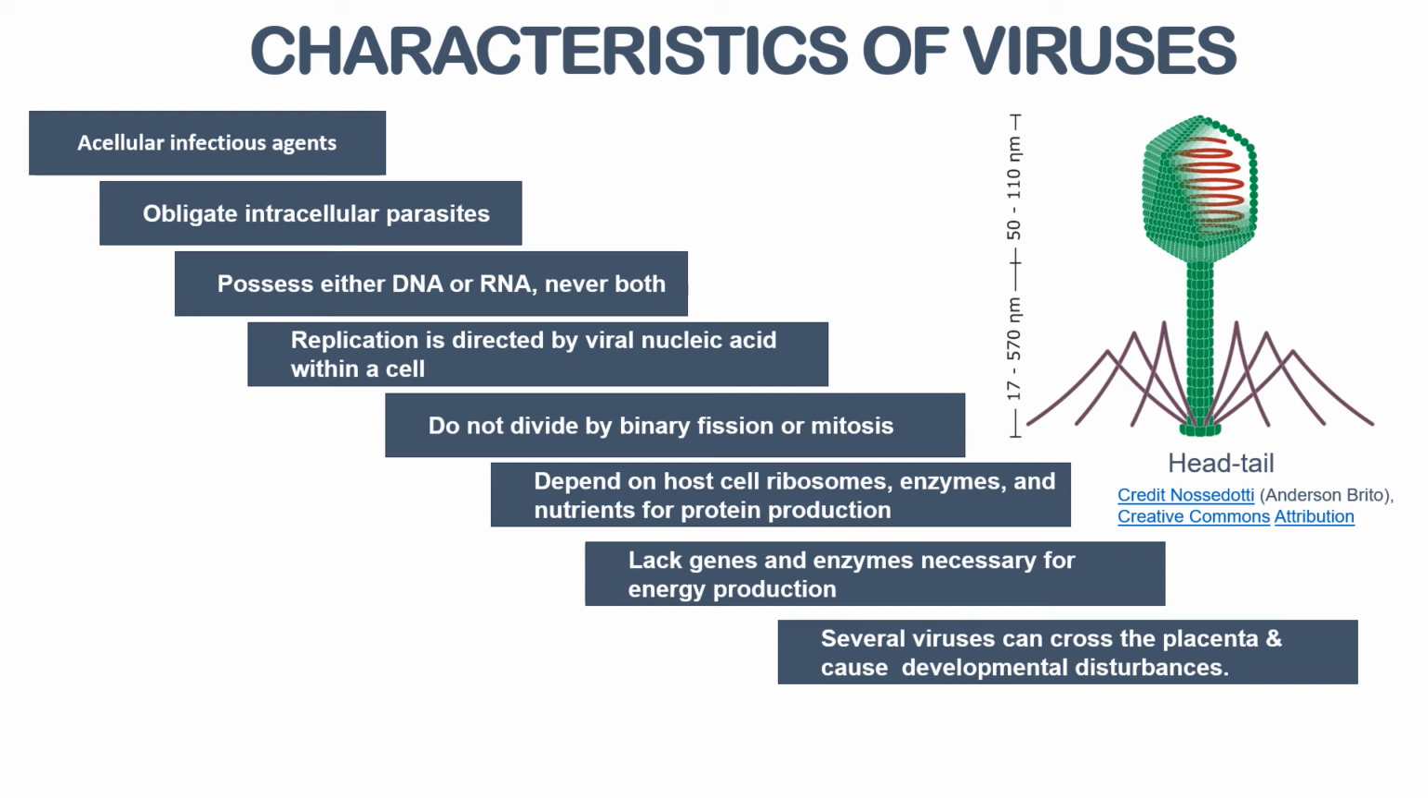Viruses lack the genes and enzymes necessary for energy production. They don't have mitochondria to generate their own energy. They have to derive their energy and all other metabolic functions from the host cell. Several viruses can cross the placenta and cause developmental disturbance, such as the Zika virus.